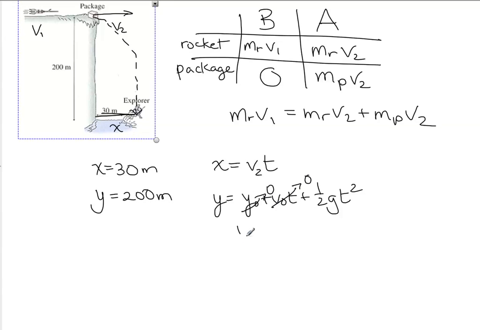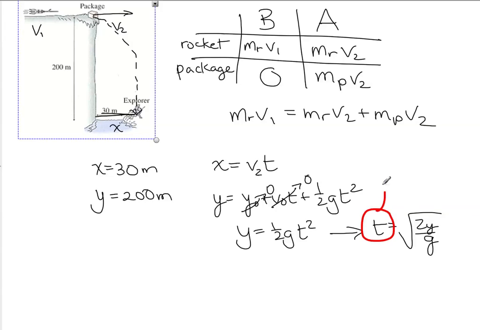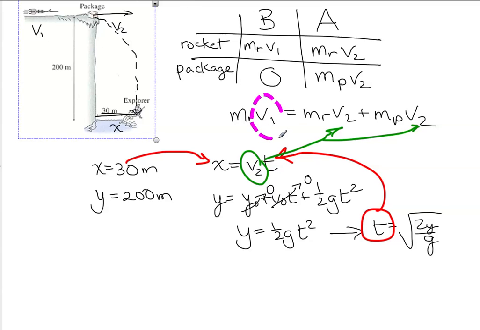So y is just equal to 1/2 g t squared, which means that t is equal to the square root of 2y over g. And since we know y, we can calculate this time. And once we find this time, we can stick it in here with the x that we know. And then we'll have this velocity v2, and we can stick that in here to find finally this velocity v1, what the problem asks for.